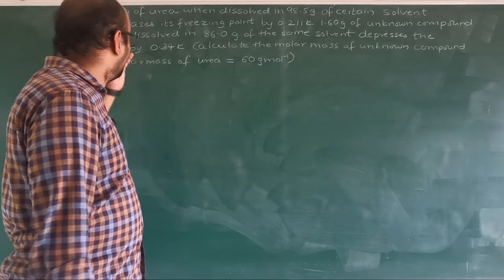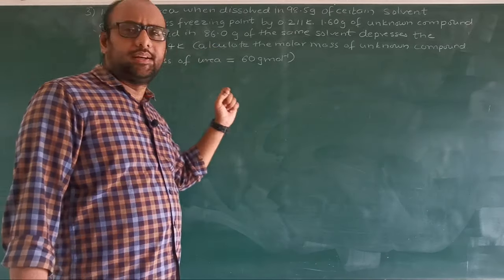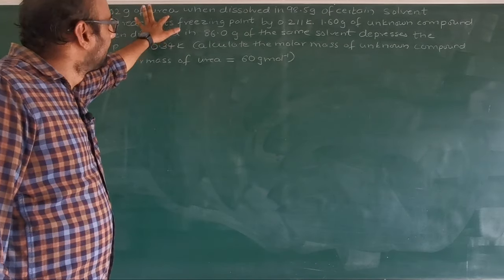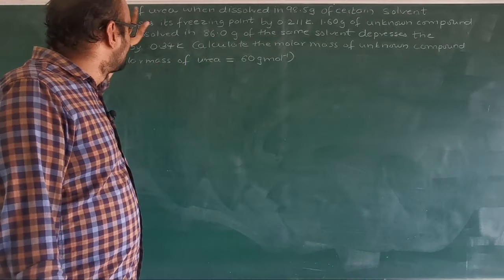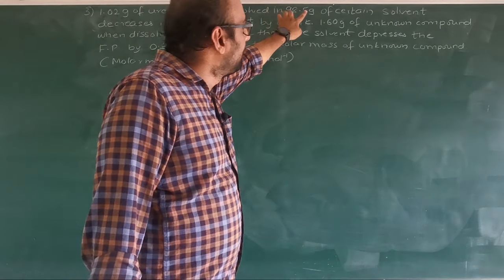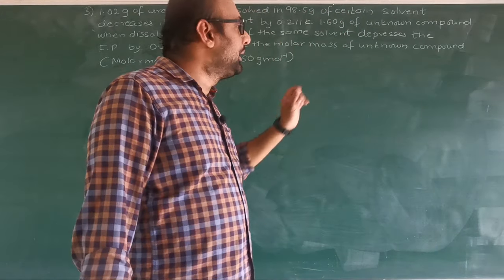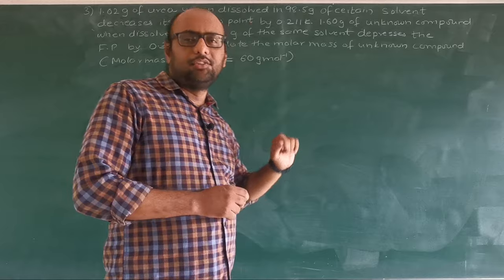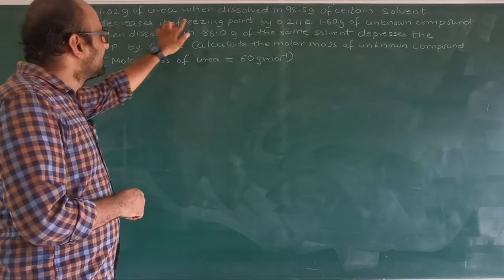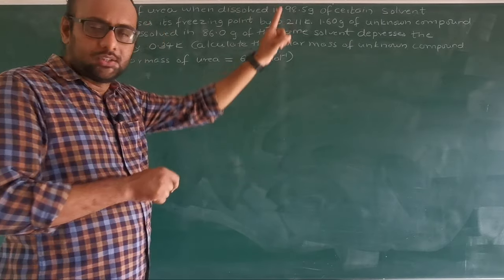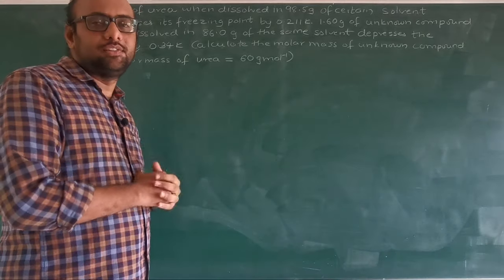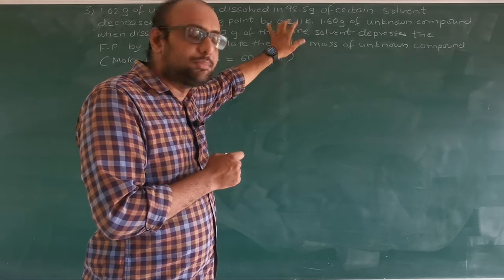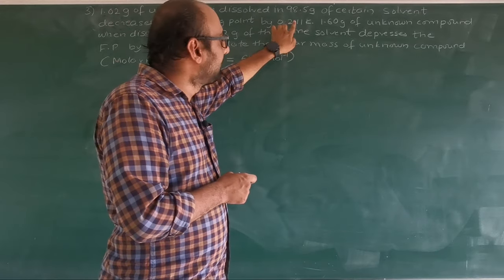Now, let us move forward with the next problem, the third numerical problem. Just slightly lengthy problem. We have 1.02 gram of urea dissolved in 98.5 gram of a certain solvent. The solvent is unknown here, it is not given, doesn't matter. But this much of urea is dissolved in this much of solvent, means urea is the solute. When urea is added to that solvent, the freezing point decreases by this much, means this is delta TF. It is depression in freezing point.